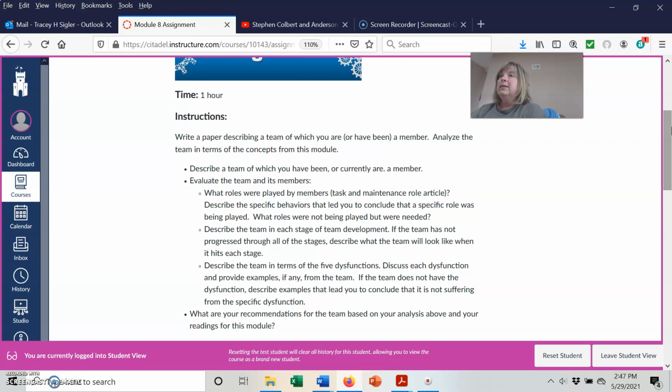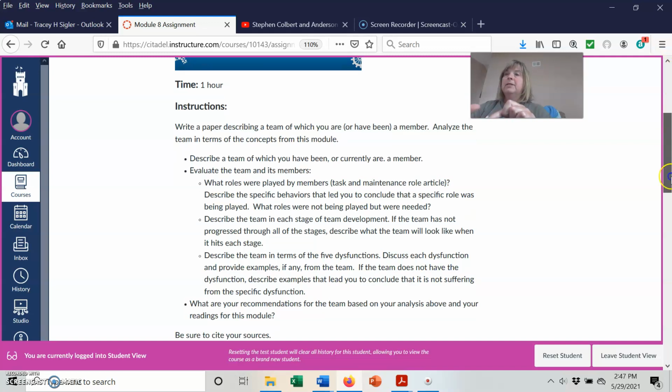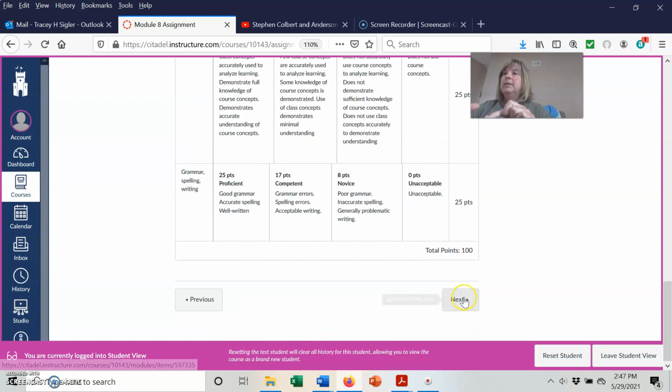And then finally, identify any of the dysfunctions from the 5 dysfunctions of a team that are holding that team back. And what are your recommendations for this team to help it improve and to become more effective? So that's your individual assignment along with the rubric.